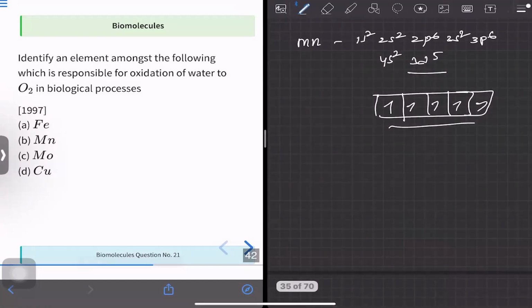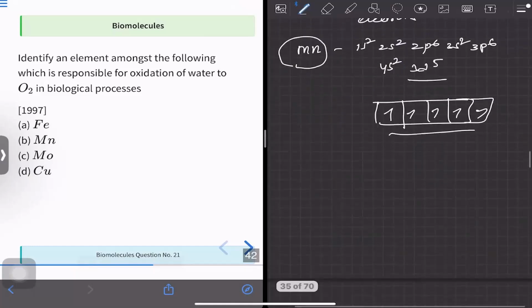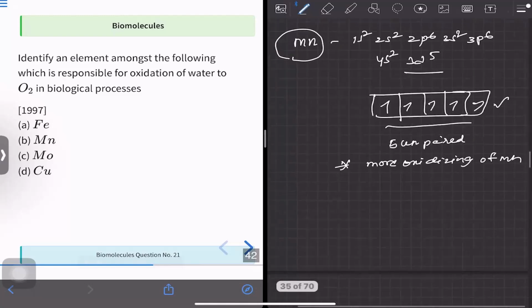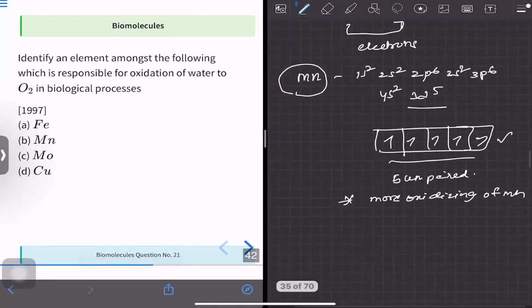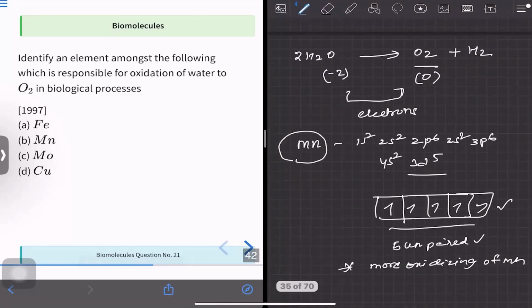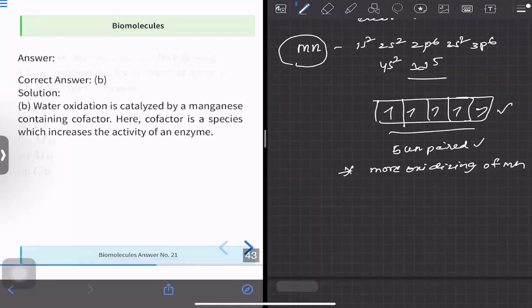So oxidation of water to oxygen is done by manganese because of these 5 unpaired electrons, which contribute to more oxidizing power of manganese. Because of these 5 unpaired electrons, it can convert water to oxygen molecule. So the best option is B.